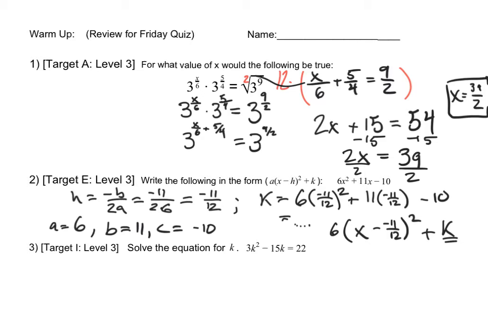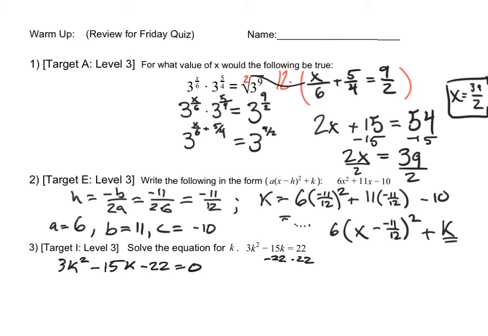So, got a couple of different ways that we can do this. We could factor it, or we could graph it. Don't know any other ways at the moment. We can try factoring, see what we get. So in order to do that, we need to get everything to one side. So you subtract 22 from both sides. You get 3k squared minus 15k minus 22 equals 0.